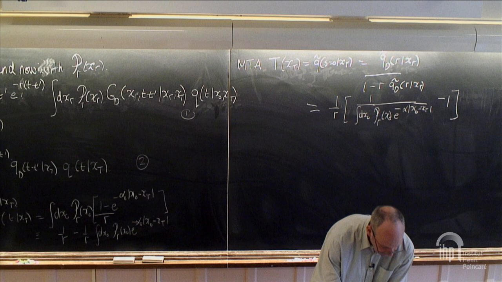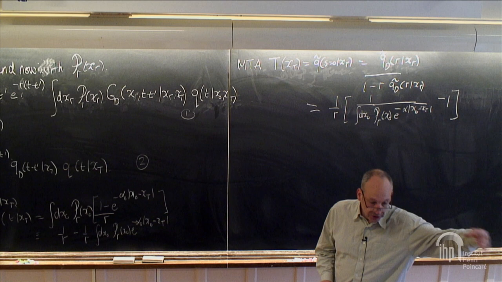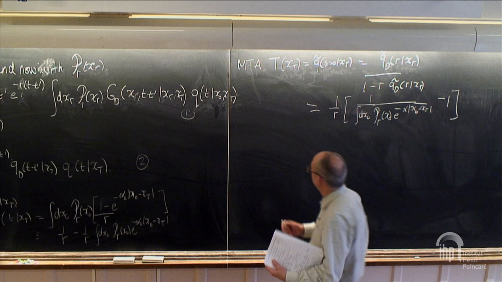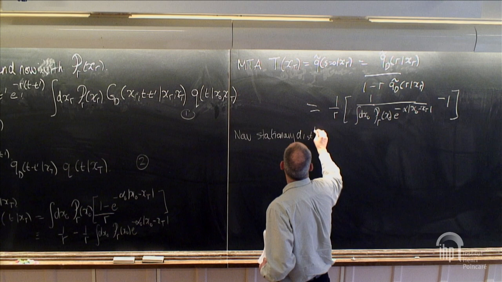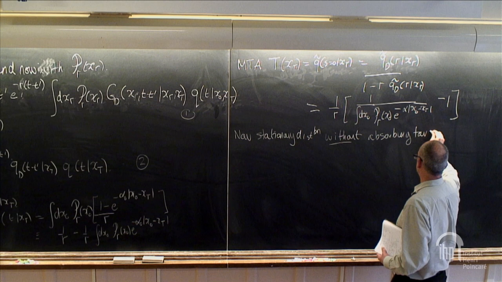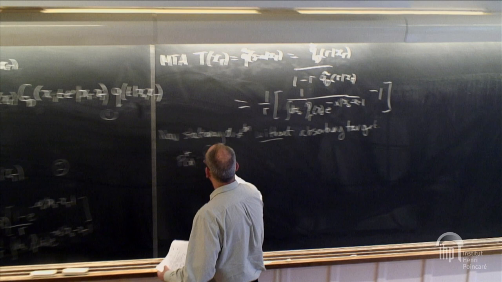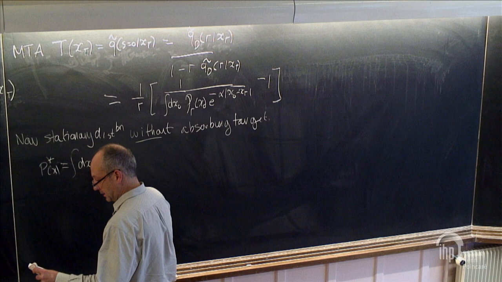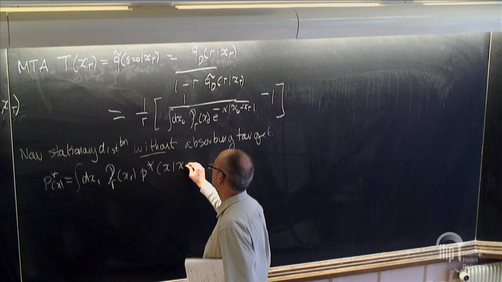Now, the interesting thing is that this quantity on the bottom, we can actually relate to the stationary distribution in the absence of the absorbing target. So remember, the stationary distribution without an absorbing target will be given by P star of x, and will simply be the integral over the resetting position, and then the stationary distribution for x given the resetting position that we derived previously.